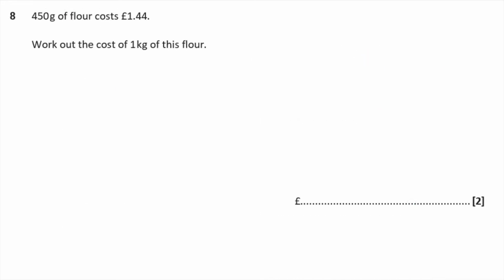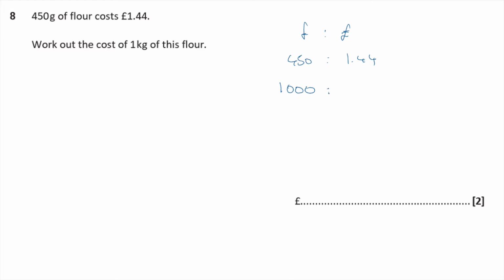Question 8, 450 grams of flour costs £1.44. Work out the cost of 1 kilogram of flour. Okay, so I'm going to use what's called the unitary method for this. I'm going to set it up as a ratio. So flour to cost, that is going to be 450 grams to £1.44. Now we want a kilogram, and a kilogram is 1,000 grams, isn't it? So I'm going to take my 450 and I need to bring it up to 1,000.